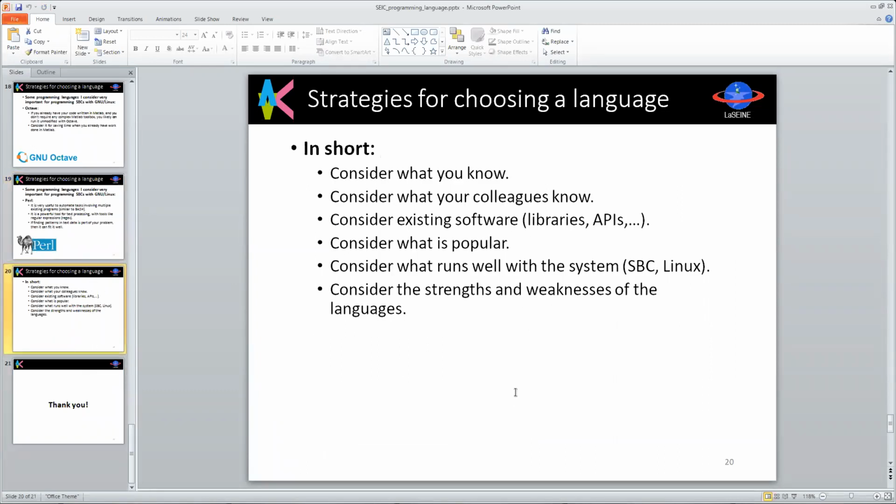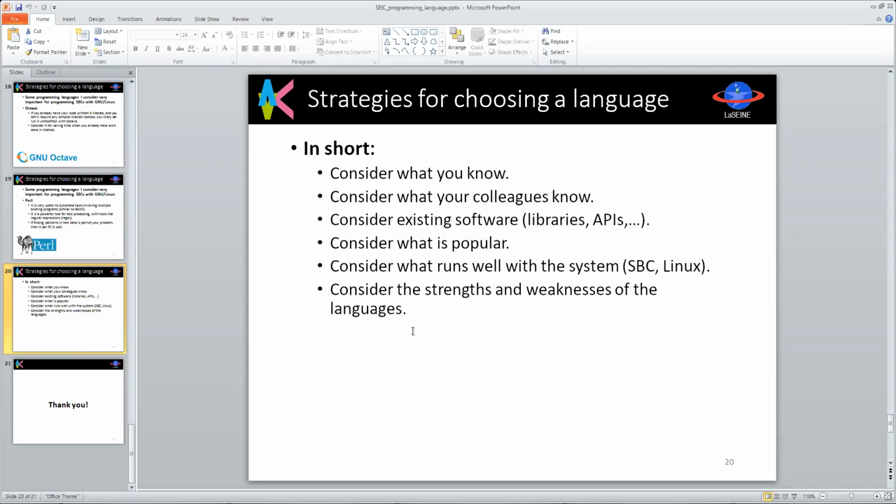So, in short, I would consider what you already know in terms of languages to choose a language. And I would consider what your colleagues know. But I would also consider what exists in the internet, libraries, APIs, etc., and what language they recommend to use.